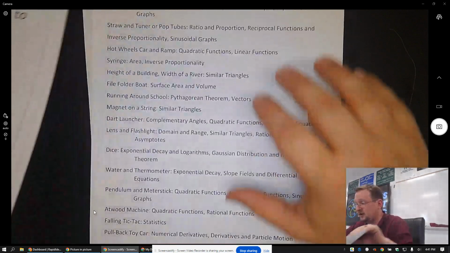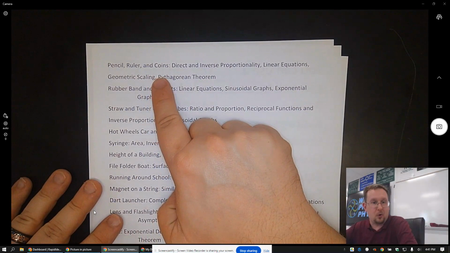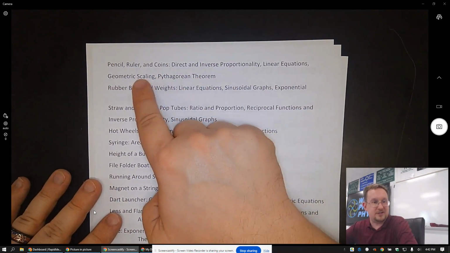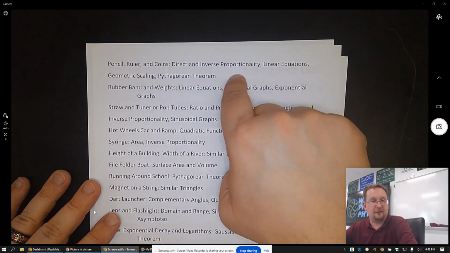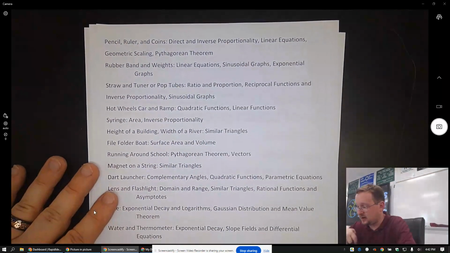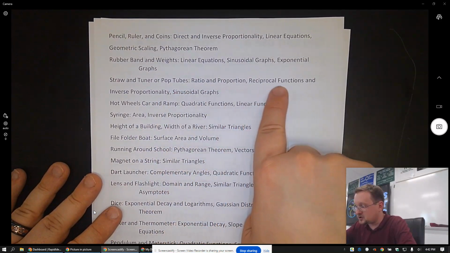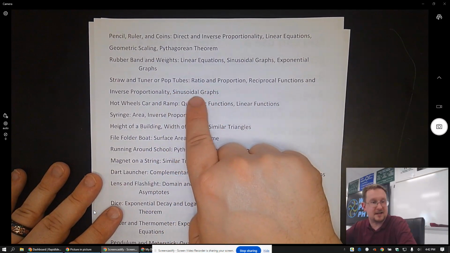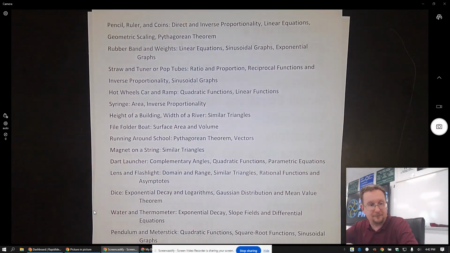What if I told you that you could use a pencil, ruler, and coins in order to do things like geometric scaling or the Pythagorean theorem or linear equations? I forgot to put on here rational functions, right? That you can do ratio and proportional and reciprocal functions and sinusoidal graphs just using a straw and a tuner, or these little pop tubes, right?